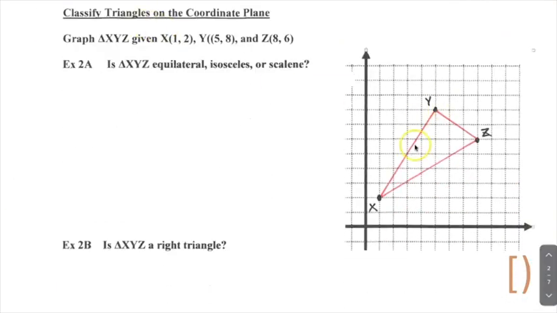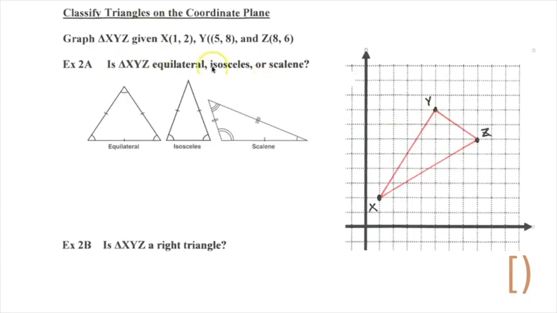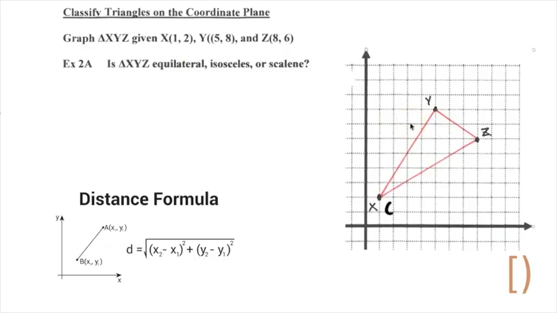So I want to classify this triangle based on the information I have. Is the triangle equilateral, isosceles, or scalene? To do that, I've got to find the measurements of all the sides. We're going to do a lot of distance formula today, it looks like. So X is (1, 2), Y is (5, 8), and Z is (8, 6). Let's do XY first, the distance formula of XY.